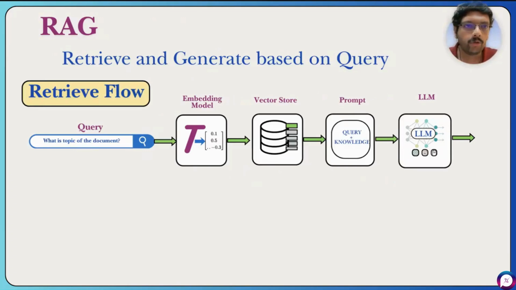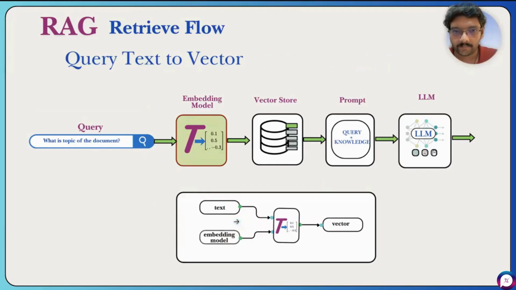So now that we know how to store our document, we need to figure out how to retrieve it. The retrieval flow is where you have a user giving it a query. First step is you want to do semantic search to get the relevant chunks. So what we want to do is use the same embedding model we've used to store to take this query and convert it into a vector.